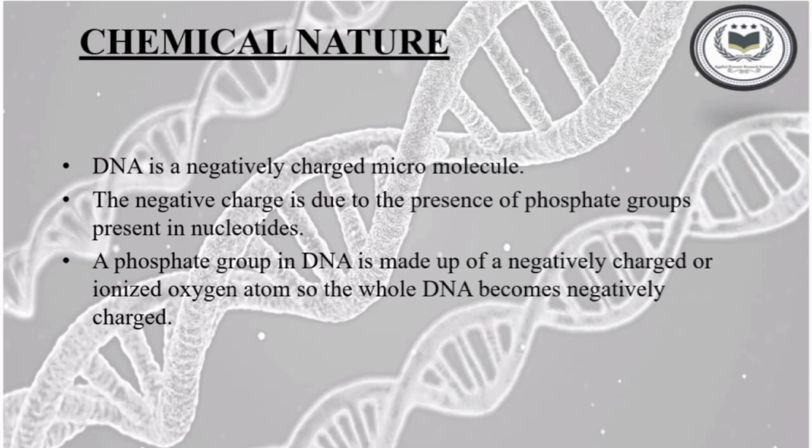The chemical nature of DNA is that DNA is a negatively charged macromolecule. The negative charge on the DNA is due to the phosphate group, and the phosphate group in DNA is made up of negatively charged or ionized oxygen atoms. So the whole DNA becomes negatively charged due to these oxygen atoms on the phosphate group, hence the phosphate group gets negative and the DNA is also a negatively charged macromolecule.